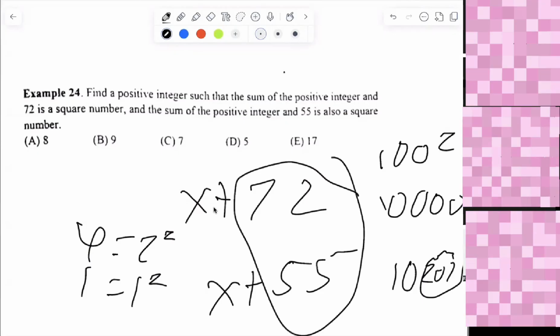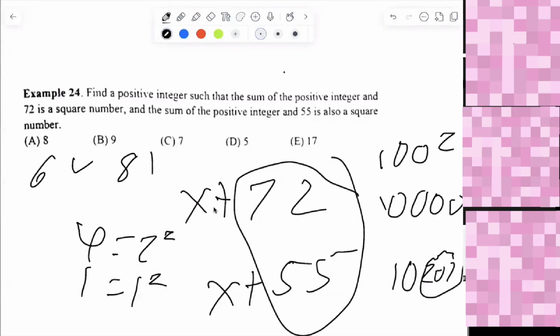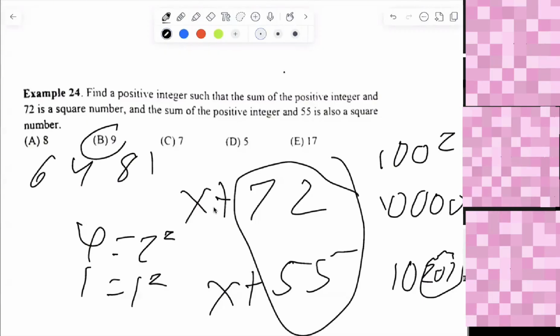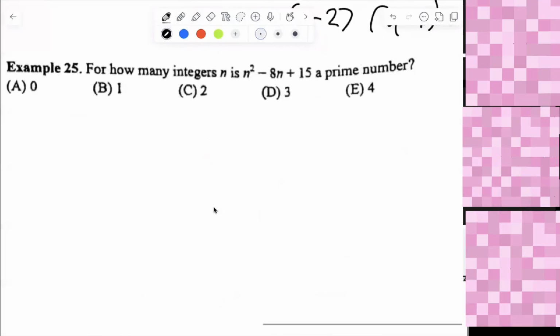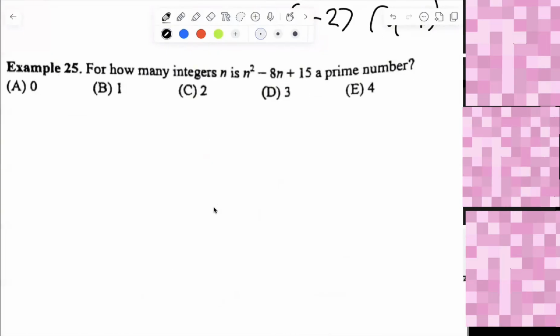So this gap, which is 17, means this number still must be very small. So what squares have that gap? Well, that can only be 81 and 64, which means that x is just 9. Alright? Now let's move on to example 25. For how many integers n is n squared minus 8n plus 15 a prime number? Alright, let's try this question and tell your answer through chat.